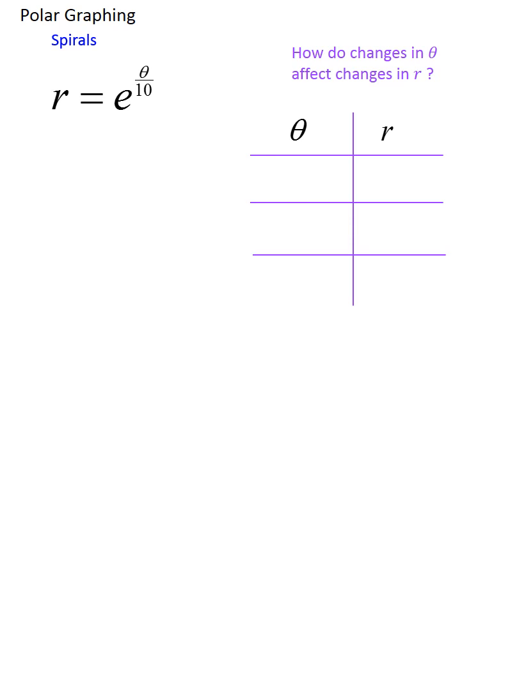What happens to r when theta is negative? What happens to r when theta is 0, and what happens to r when theta is positive? Now, before we proceed, you may recall that we really haven't analyzed any negative values of theta in any of the problems that we've done so far.